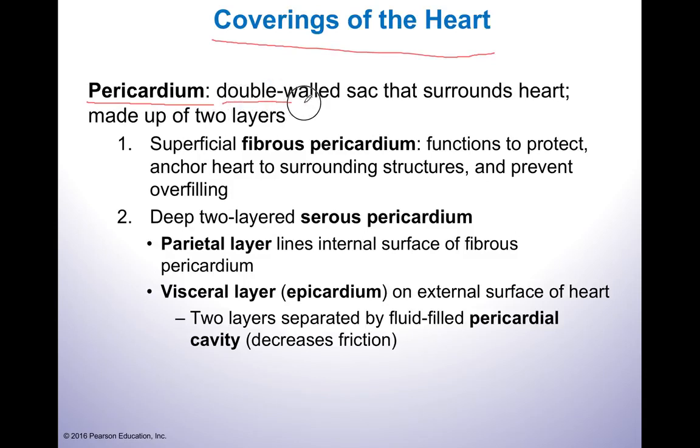Notice this is a double-walled membrane or sac that surrounds the heart. The superficial one, which is the one that is going to surround your heart, is called the fibrous pericardium. Fibrous implies what? Lots of protein fibers. So this is extremely important in a sense of protection. Notice the function: protect. It also anchors the heart to the area around it.